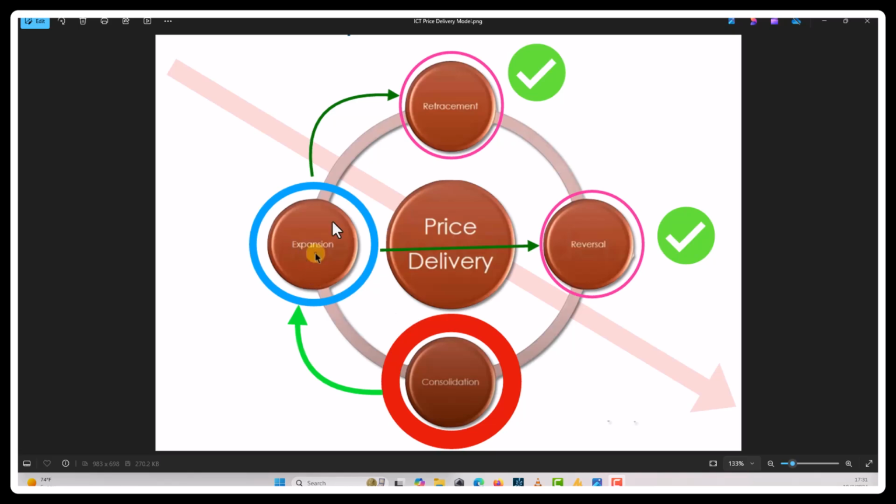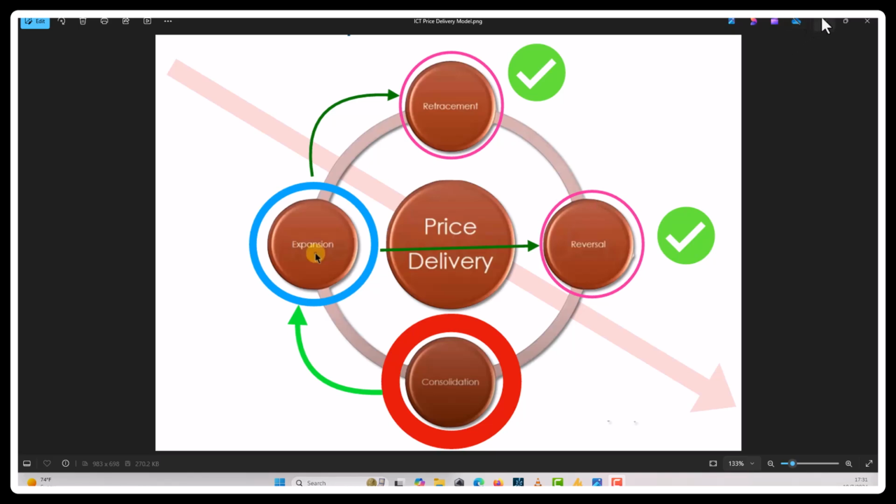And sometimes we can see the expansion, retracement, expansion, retracement, expansion, keep going on right there, and then it turns into a reversal, and the reversal is going to go to consolidation, and then from consolidation it's going to expansion, either up or down. And normally after the expansion like that, it's going to be reversal.